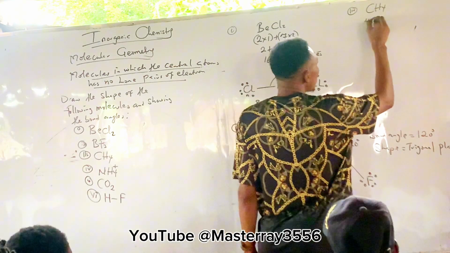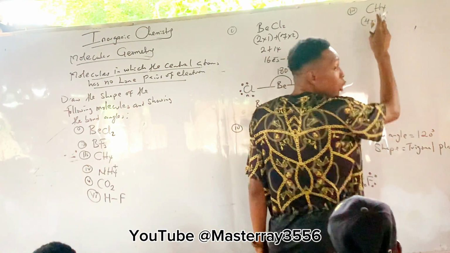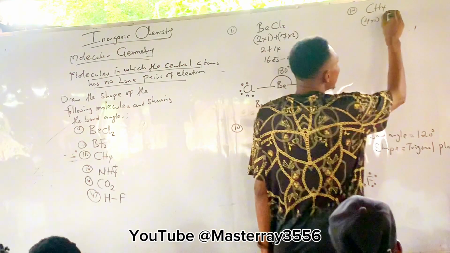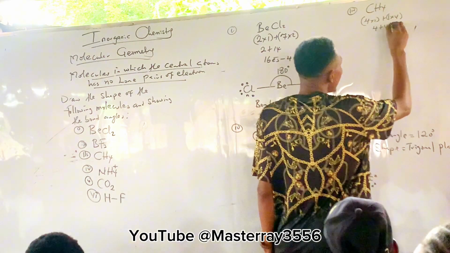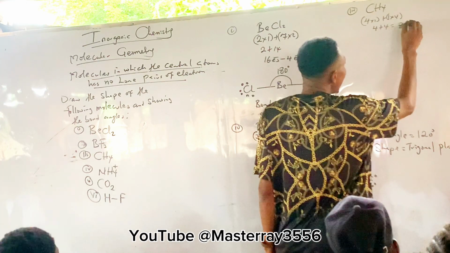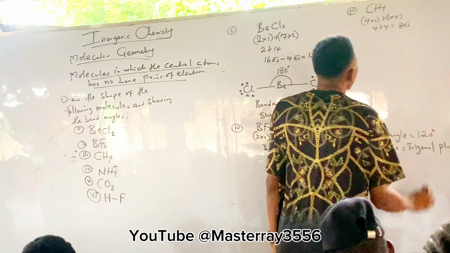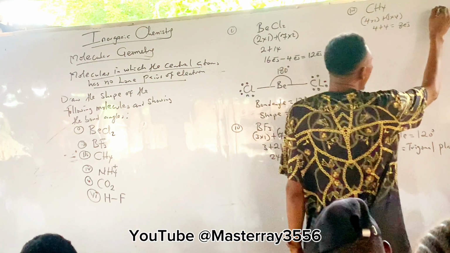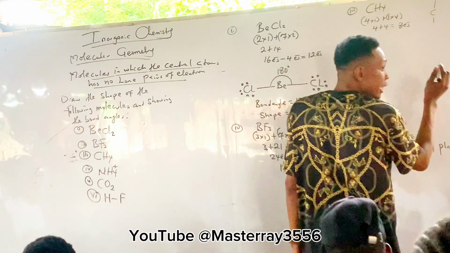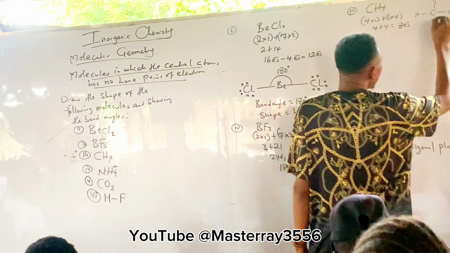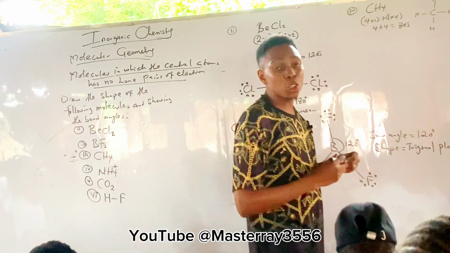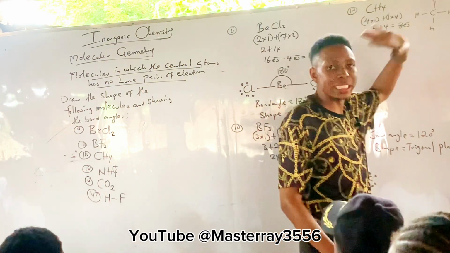That's 4 times what? 1. So hydrogen is what? 1. That 1 times what? 4. We have 4 plus 4, which gives us what? 8 electrons, right? So here we have our carbon bonded to, please pay attention, hydrogen, hydrogen, and what? Hydrogen. If it's Lewis structure, you can just do it like this.